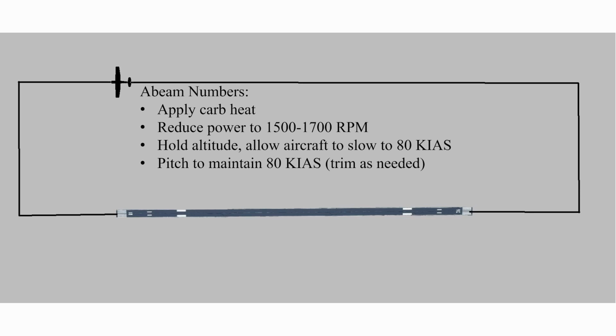We're going to pitch to maintain that 80 knots once we get there, and trim as needed to let the aircraft hold that 80 knots. And then we will adjust our power to do a 300 to 400 foot per minute descent. So once we reach the 80 knots, pitch to hold the 80 knots and adjust your power so that you get that descent rate. And you'll find that 1,500 to 1,700 RPMs should do the trick.